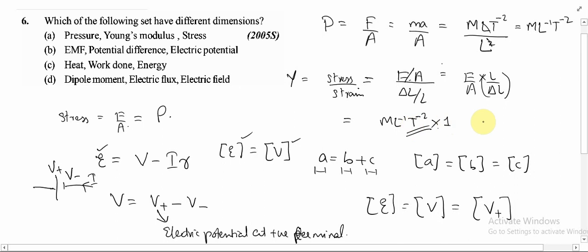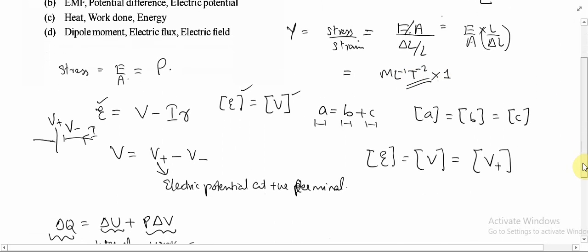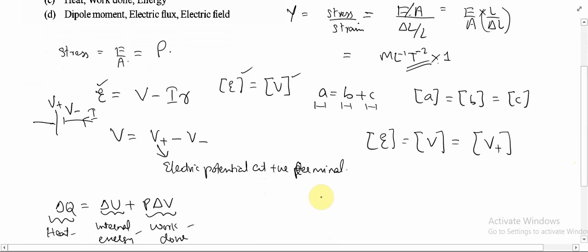Now what about option D? Option D, the quantities are having different dimensions. So first of all, dipole moment. Dipole moment is defined as P is equal to charge into length, Q into L. Charge Q can be written from I is equal to Q by t, so Q is I into t. So this will be I into t into L. That is the dipole moment.